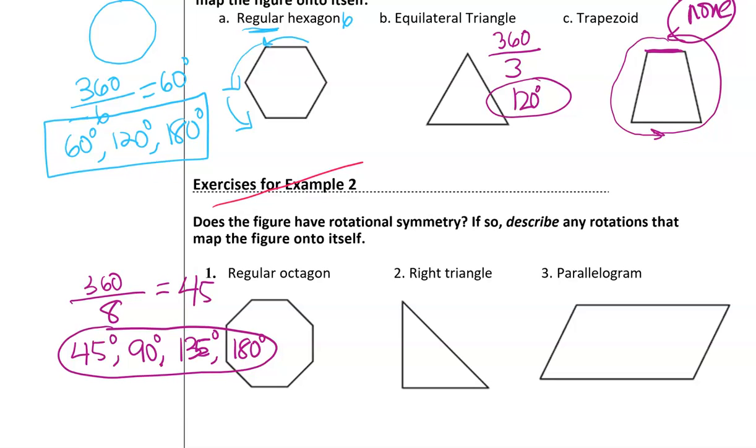My right triangle here has none. It has to go all the way around to look the same. So that does not give me any rotational symmetry. My parallelogram does have a rotational symmetry of 180. Okay, it can go halfway around and look the exact same, and then it goes halfway around to be back to the beginning. So we'd call that 180. Okay, that's it for symmetry.